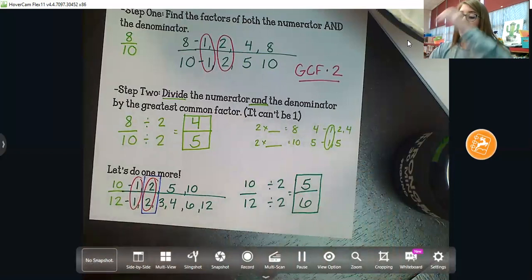All right, so remember when you're finding the simplest form to list out all those factors, find the greatest one they have in common, and then divide that numerator and that denominator by that GCF to get your simplest form.